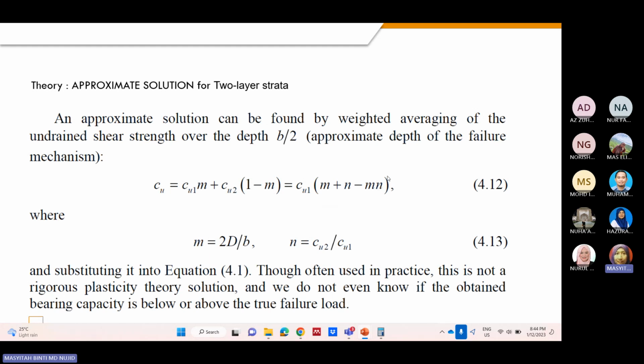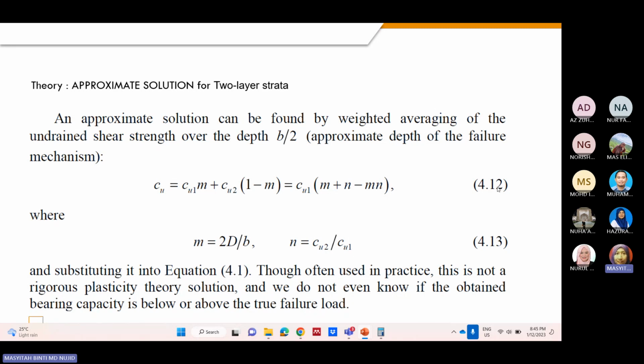So therefore, an approximate solution can be found by weight averaging of the undrained shear strength over the depth B over 2, as you can see here. So the undrained coefficient is equal to Cu1 times M plus Cu2 times 1 minus M, equal to Cu1 times M plus N minus M and N. So what is the M? M is 2D over B and N is Cu2 over Cu1.